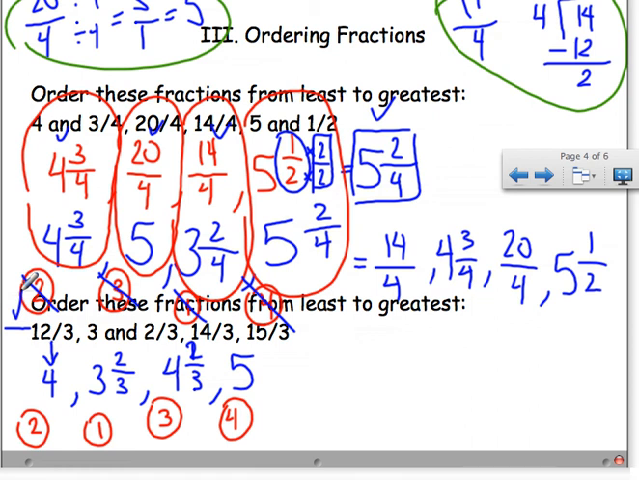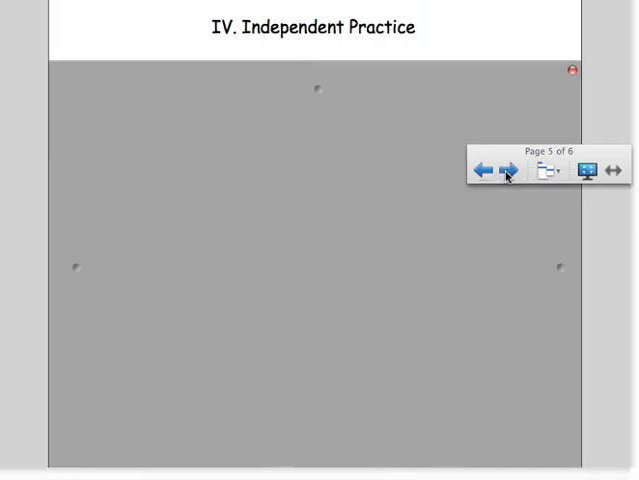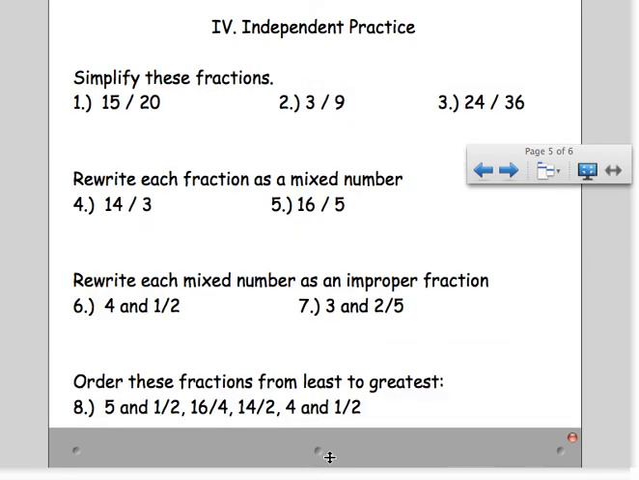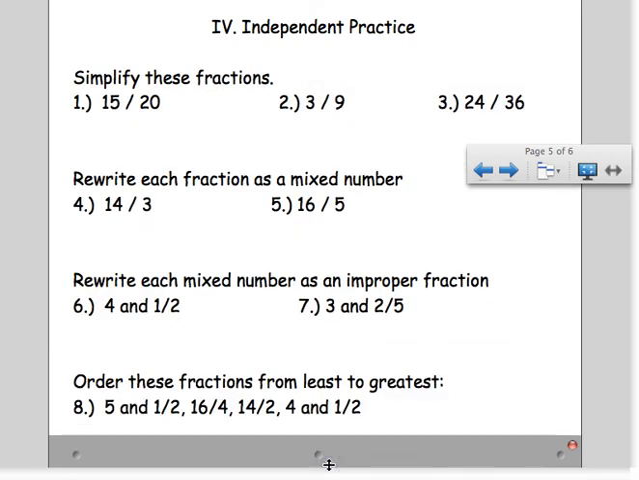And now it's time for independent practice. So what I'd like you to do is to, on your sheet of paper, attempt the following problems. After you've completed all of them, you should be, if you did them correctly, ready for objective assessment 1B.1 through 2. Here are your independent practice problems to complete. Go ahead and get started. Good luck.